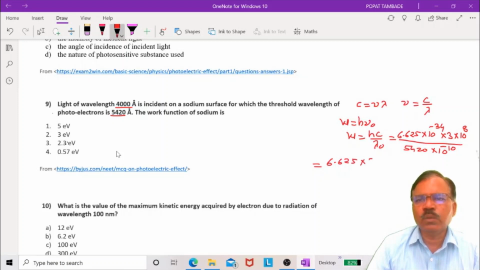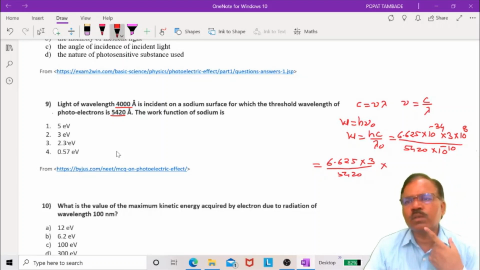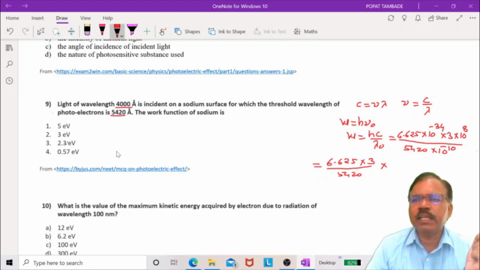6.625 into 3 divided by 5420, into 10 raised to minus 34 plus 8, so minus 26, and this plus 10, so it becomes 10 raised to plus 10. So 34 and 18, this gives 10 raised to minus 16.